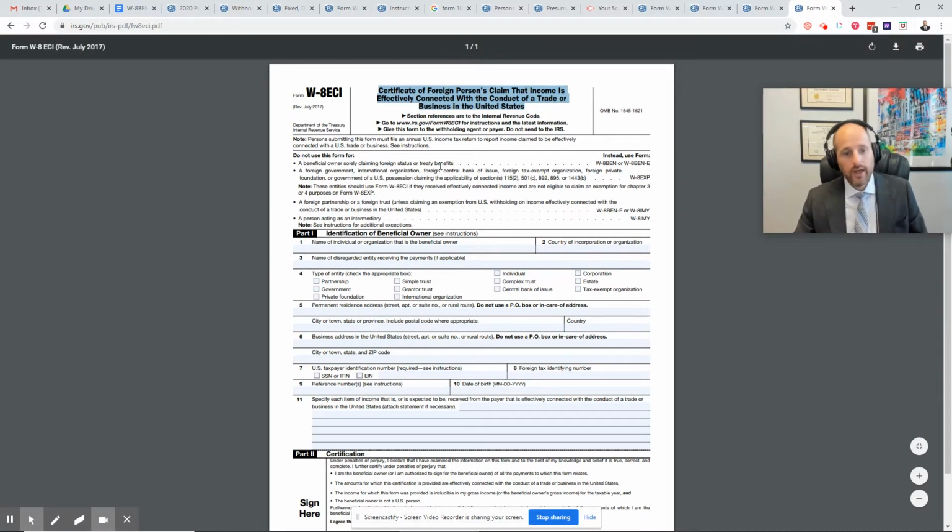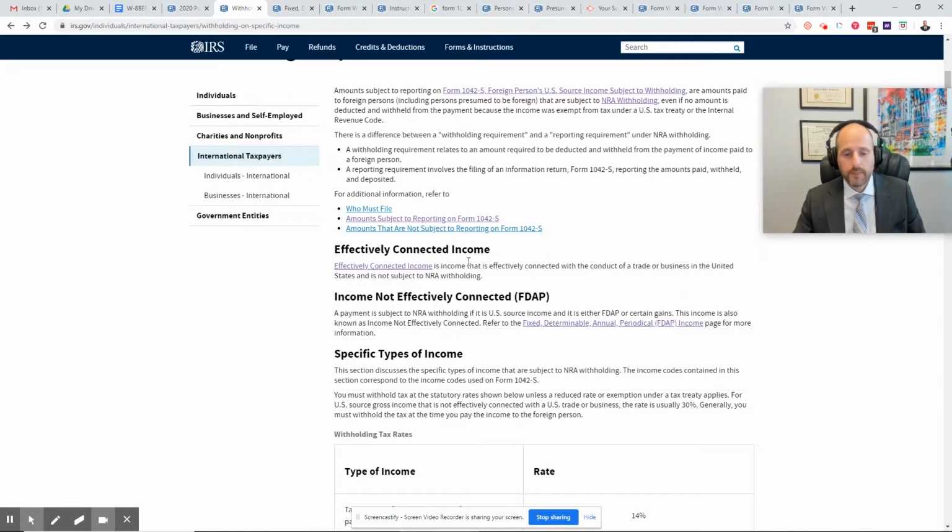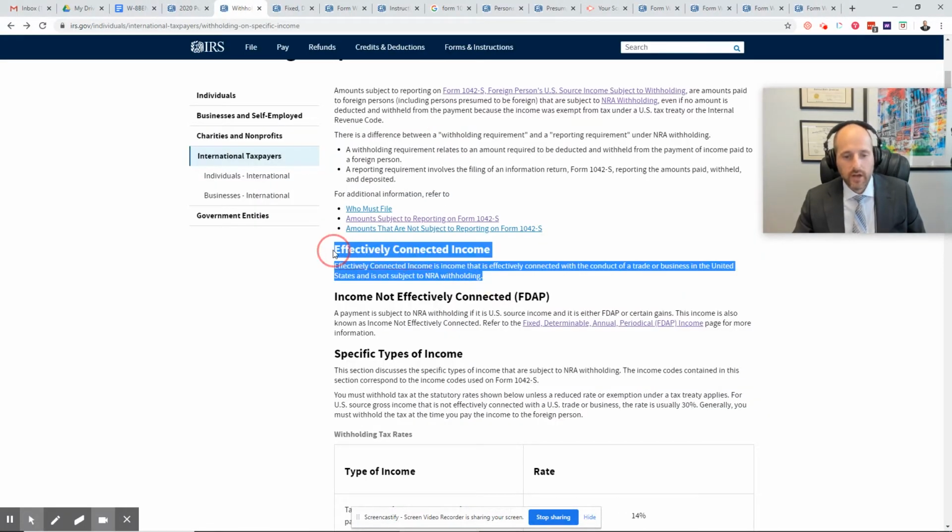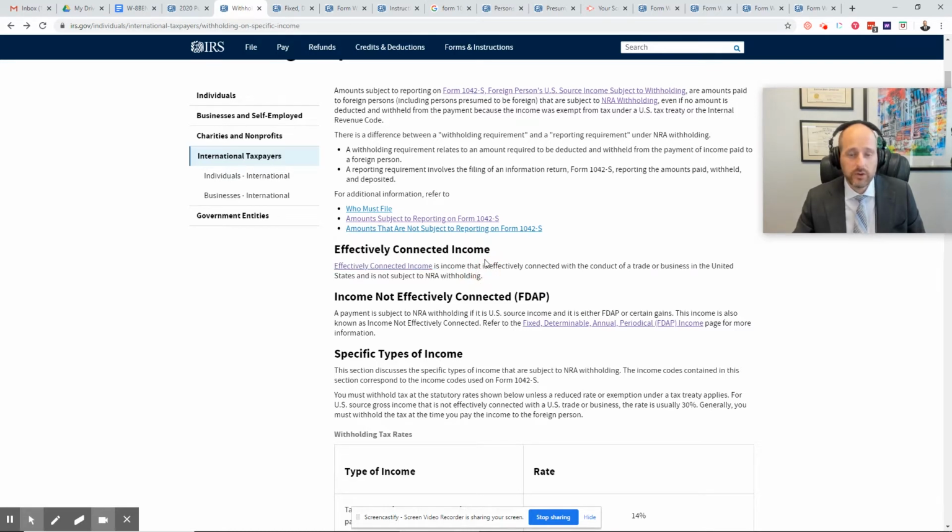Will they do it? I don't know. And you can see W-8BEN-E is for a beneficial owner solely claiming foreign status or treaty benefits. That's what those forms are for. Okay, so let's go back here. So that's very misleading. You're still going to have to certify this because, again, the U.S. payer doesn't want to be on the hook.